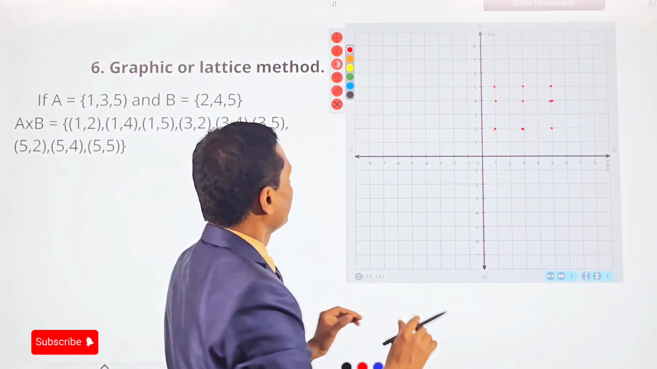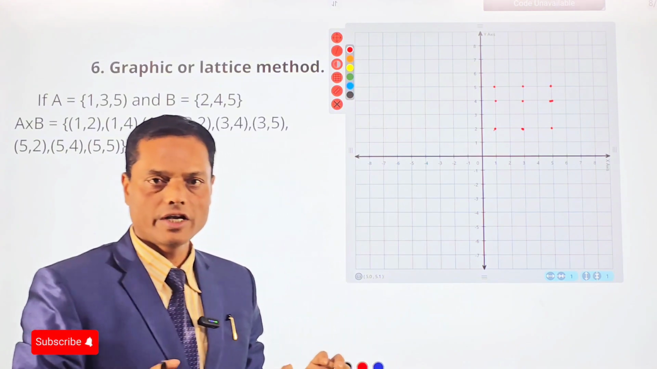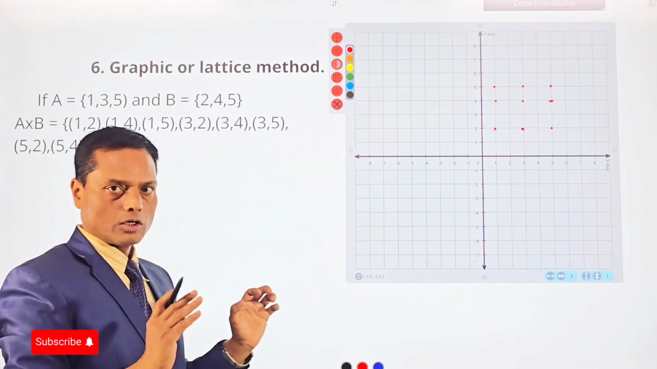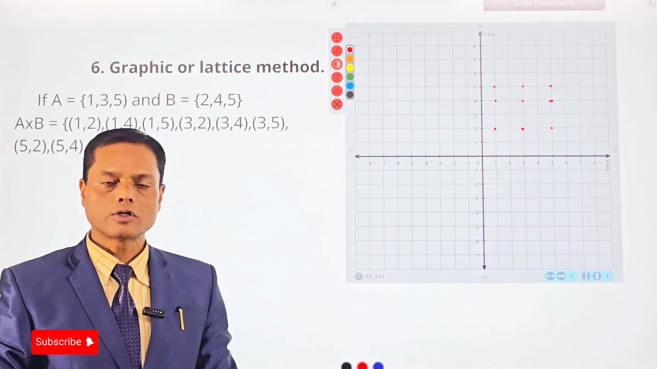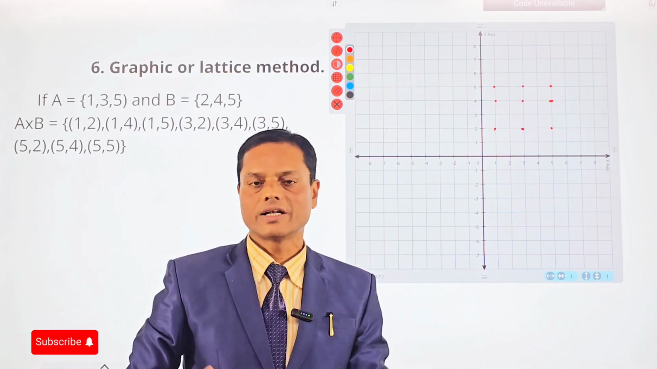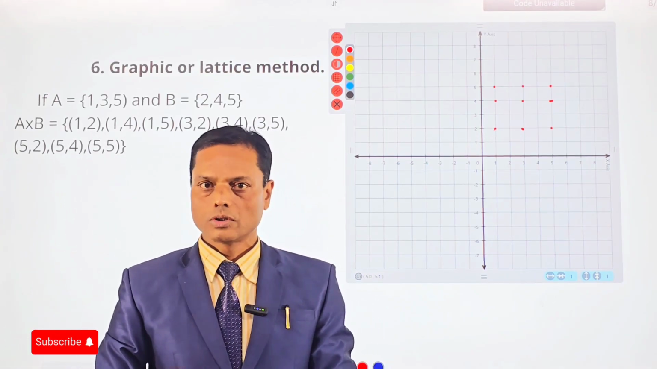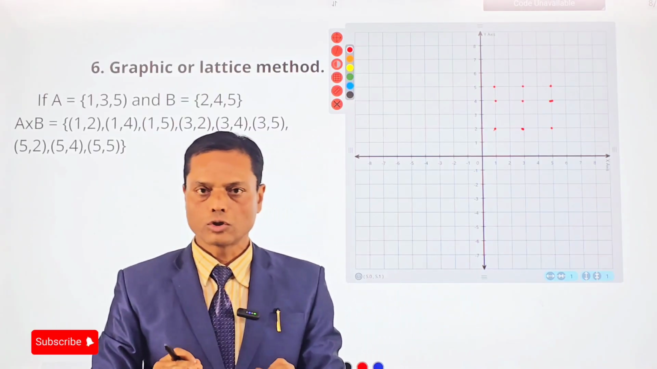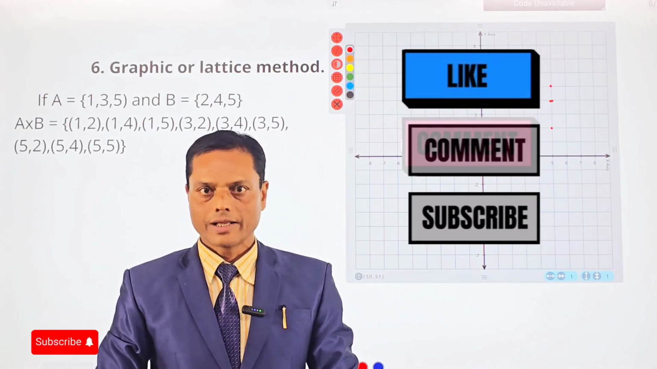So I think I have already explained nicely. If you have any confusion regarding ordered pairs and the Cartesian product, and how to represent the Cartesian product in different ways, you are requested to write your comment in the comment box.